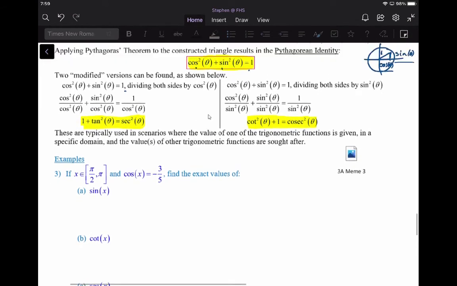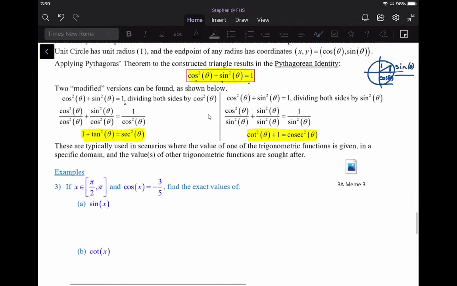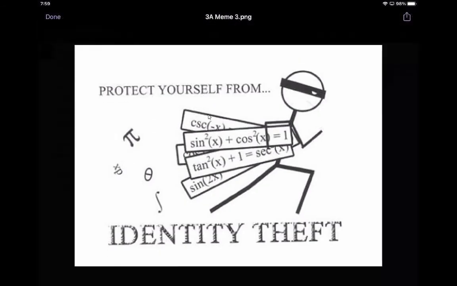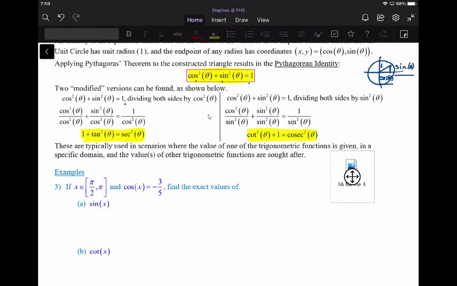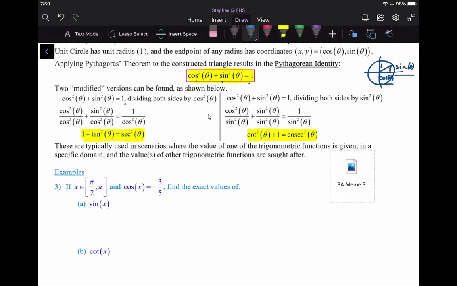Okay, so now that that's done, just make sure that once you know all these different identities, you must make sure that you protect yourself from identity theft, because if you don't, then you could be in trouble. Okay, so let's jump on to our examples.